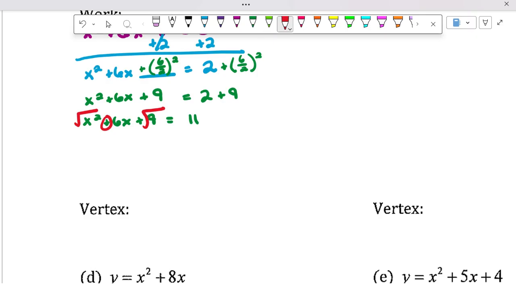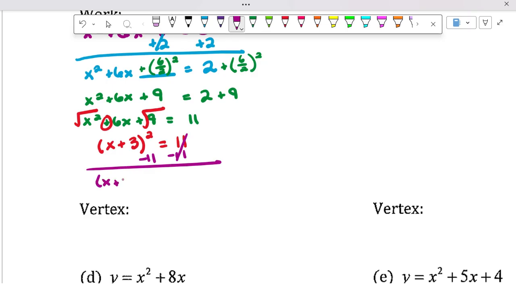So what would it look like when I factor it? What's the square root of x squared? X. I bring down the plus. Square root of 9. And then what do I have to put right here? Square. Now I subtract over the 11. And remember, do not subtract it to that 3. Leave the 3 alone. So this is x plus 3 squared minus 11 is equal to 0.